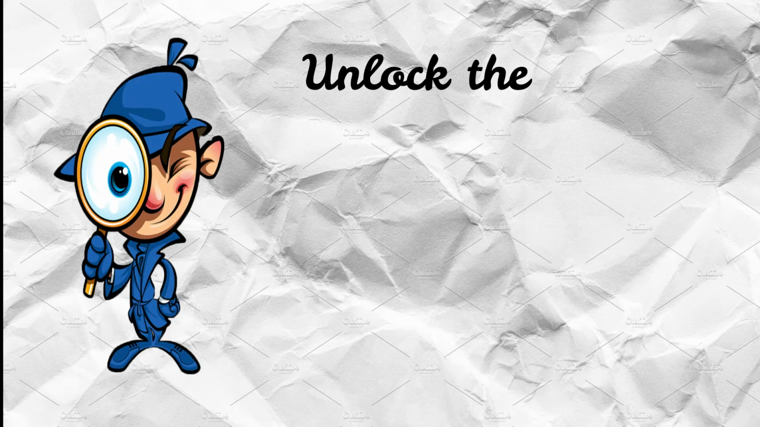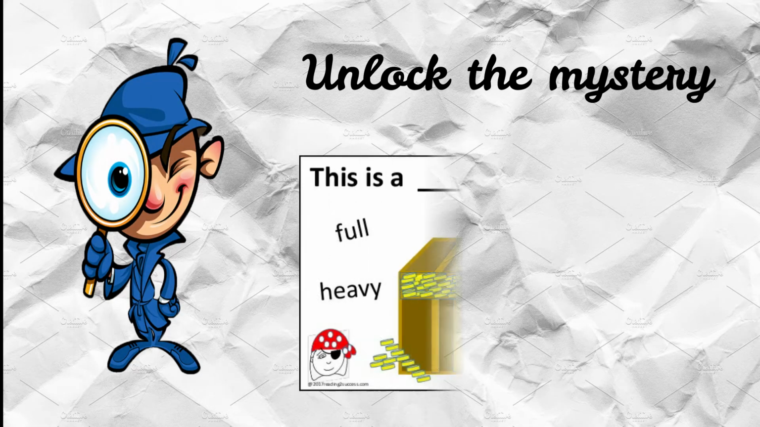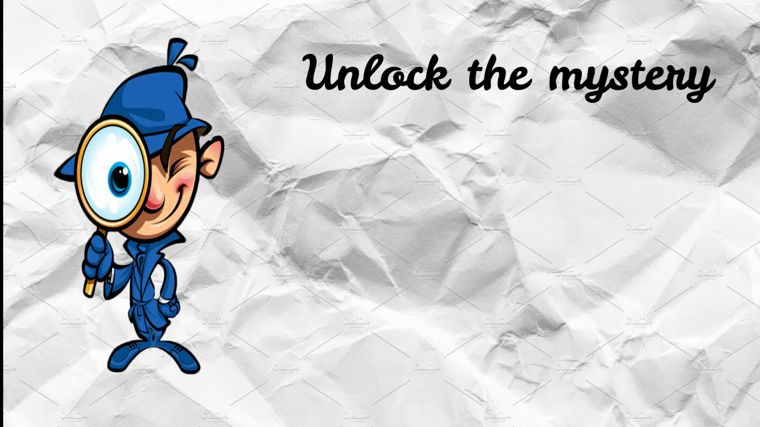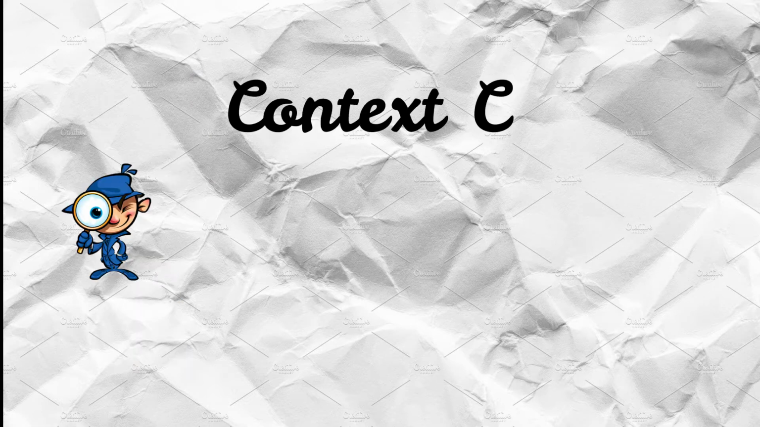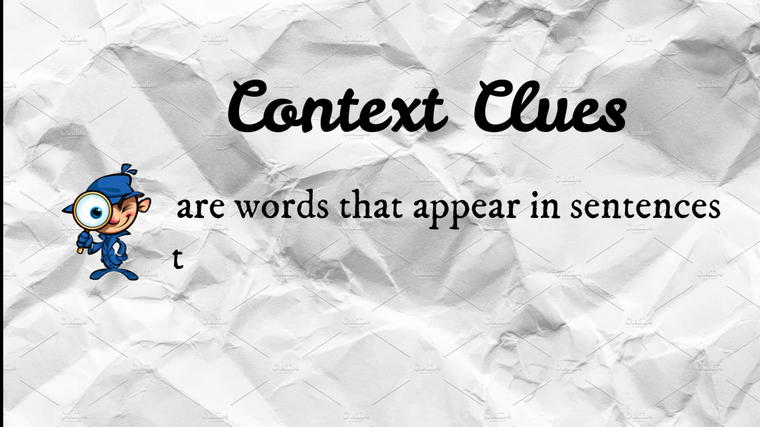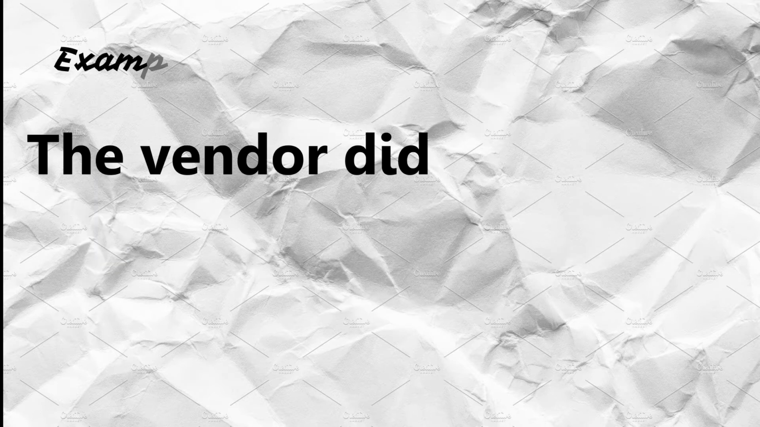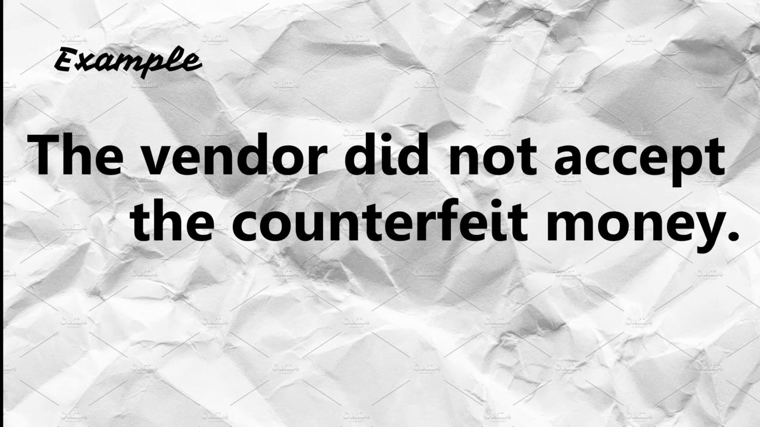There is a faster way to unlock the mystery of an unfamiliar word. It's like finding a treasure or solving a mystery. And this way is called contextual clues. Contextual clues are words that appear in sentences to help understand the meanings of difficult words. For example, the vendor did not accept the counterfeit money.